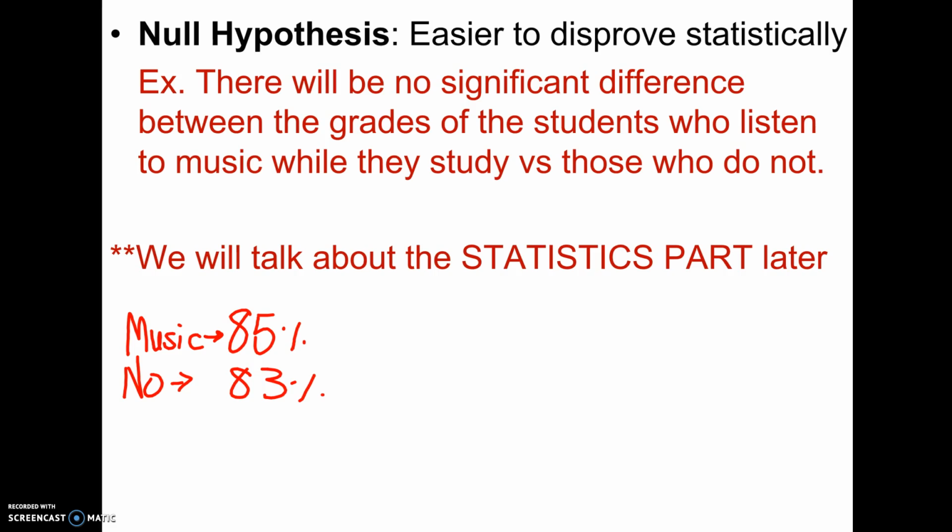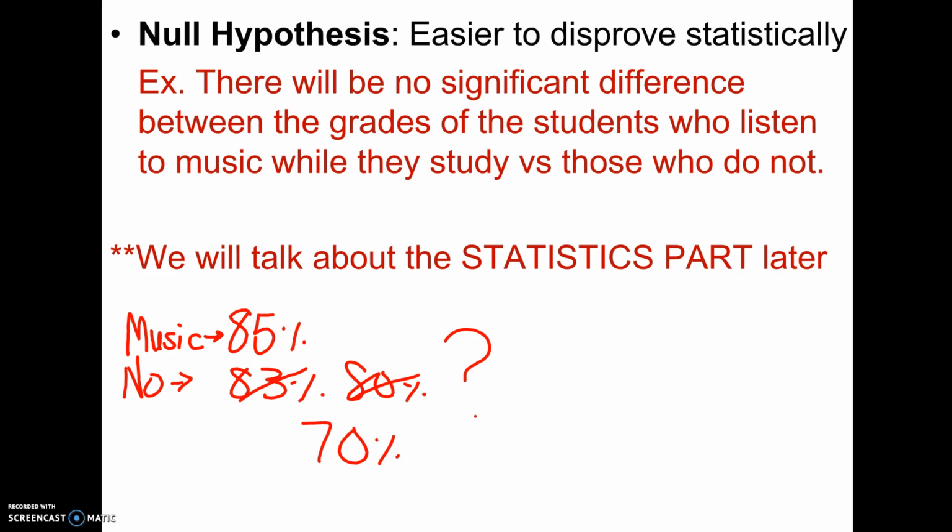In other words, everybody might agree that this is not enough. But what if it was 80 and 85? Would that be enough? Or what if it was 70 and 85? Would that be enough? Where would you draw the line and say that it made a difference? So that's what we're going to learn later this week, how we can use statistics to determine if there was a difference or not.